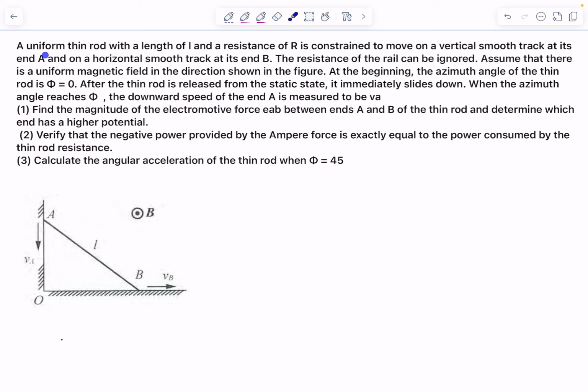Hello everyone, welcome back. So the problem of the day is from the topic of motional EMF, and a very similar but easier question has appeared in INPHO 2017. Okay, so firstly we are going to solve this problem, and let's read the problem statement first.